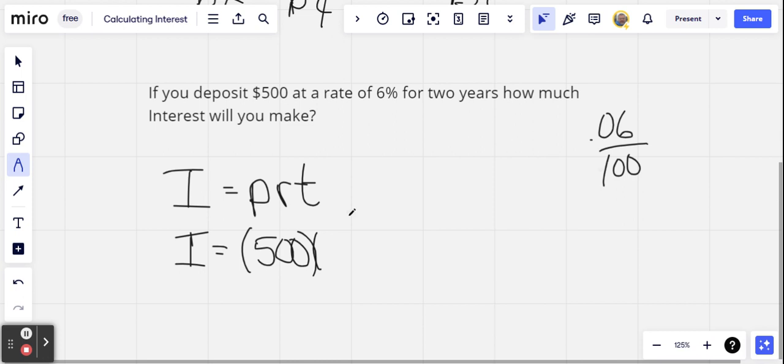And you could put it either way. You could put 0.06 if you wanted to. You could also do 6 over 100. It makes it a little bit harder, but you could do that. It'd be the same. But we're just going to do 0.06.